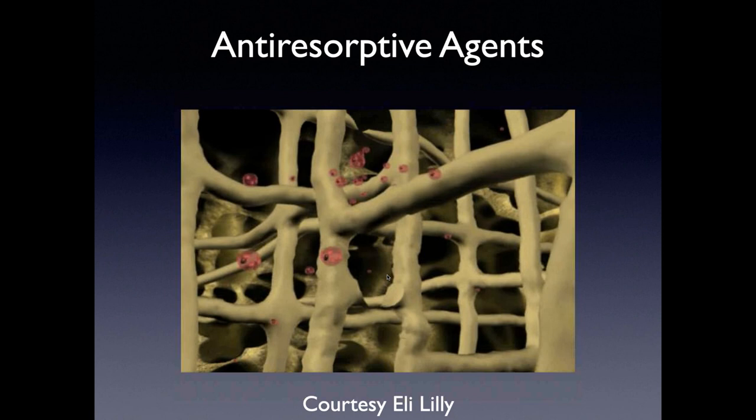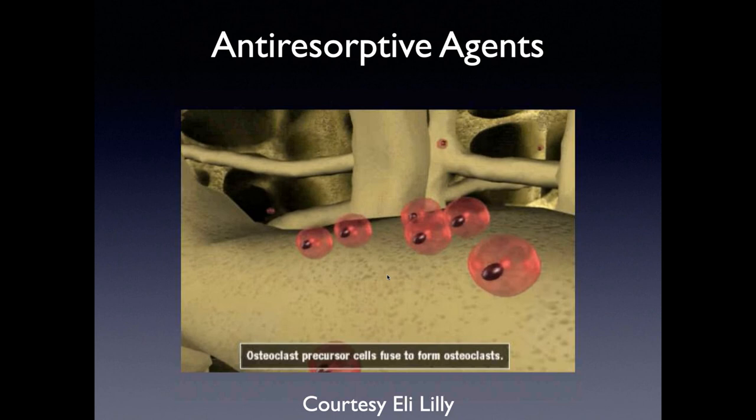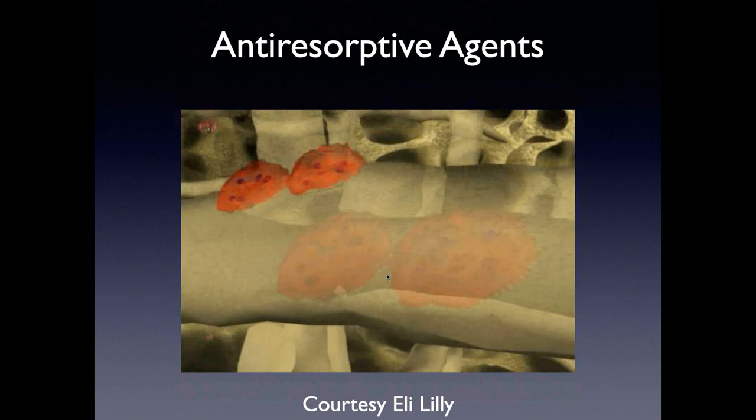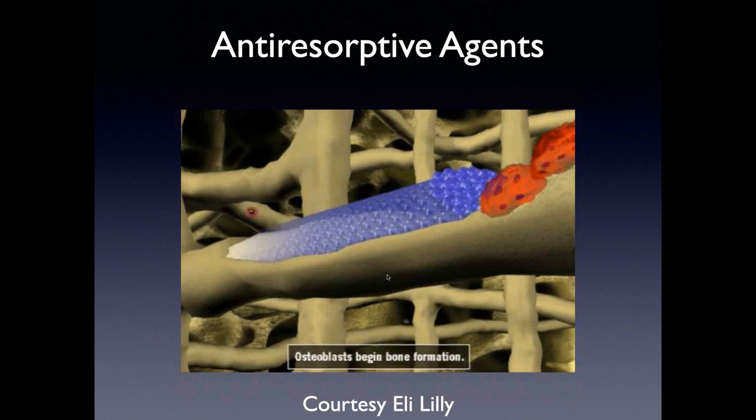With the administration of an anti-resorptive agent, the number of osteoclasts formed is reduced. Fewer precursor cells fuse to form fewer osteoclasts. The reduced numbers of osteoclasts dig shallower resorption cavities. Bone formation follows resorption, and at the end of formation, the cavity is almost completely filled.